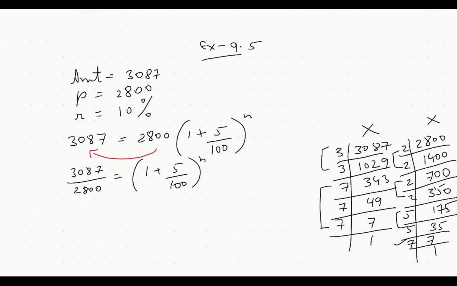So what we will do? We will directly divide 3087 with 2800. Okay, we directly divide. See, in this method, usually we will get a perfect square or perfect cubic number. But if we are not getting it, we will divide them. Okay, divide them on this side.